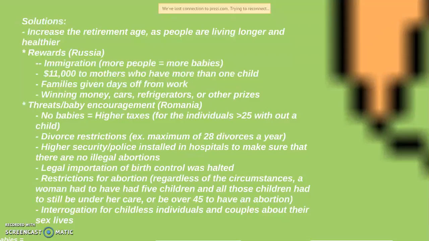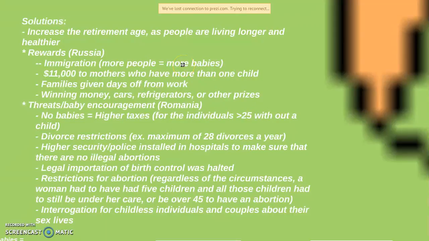So what Russia did is kind of a reward system, but they also did immigration, where they believe more people would equal more babies, and they're taking in people. Their reward system gives $11,000 to mothers who have more than one child, and gives families holidays. They also have prizes. There's a day, September 12th, where if 9 months after that date you have a child, you can win money, cars, refrigerators, or other prizes.